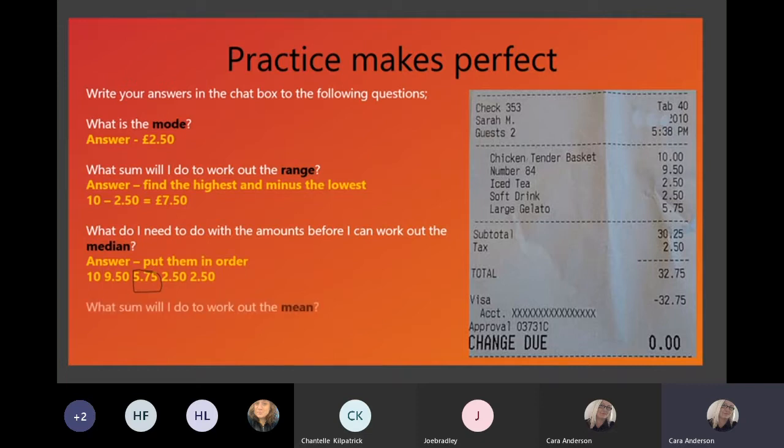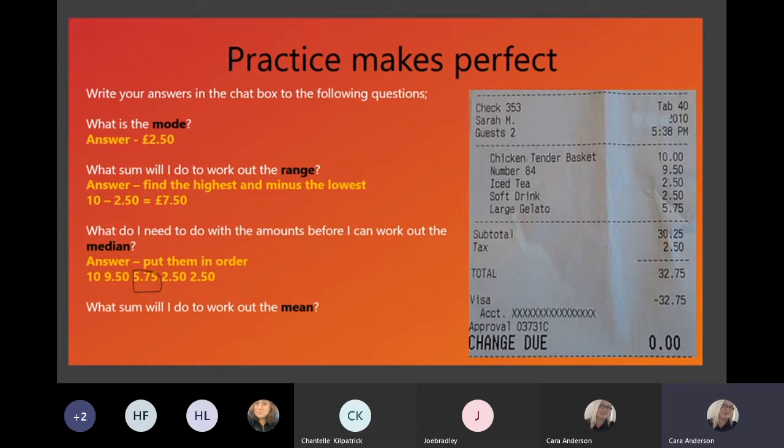Okay, excellent. So last question is, what sum will I do to work out the mean? What am I going to do? Again, I don't expect you to work it out. If you're quick and you want to work it out, you can. But just write in the chat box, what will I do to work out that mean? What does mean mean?